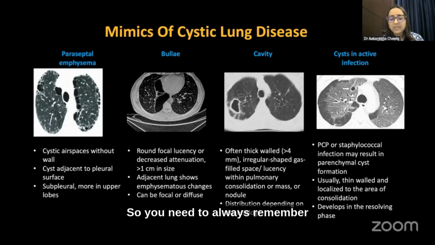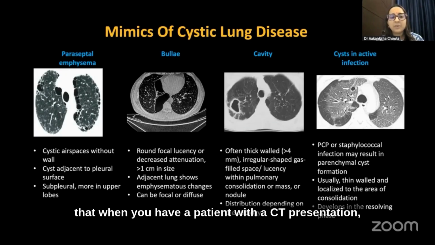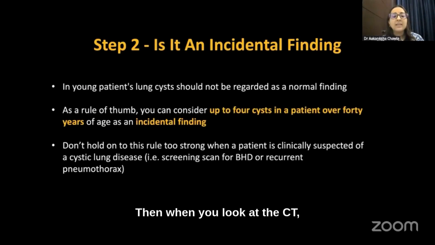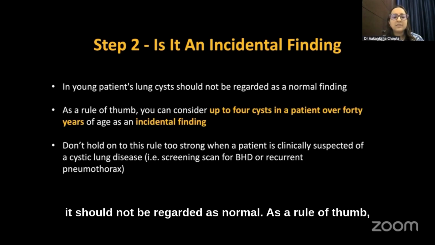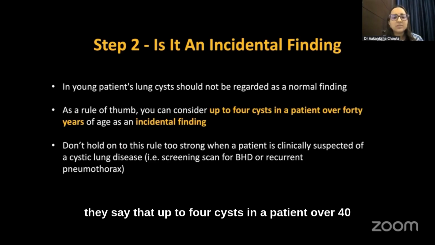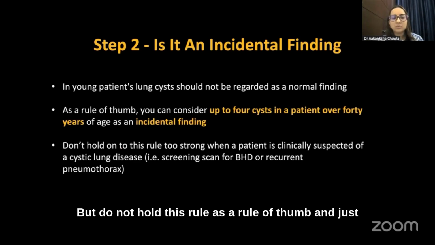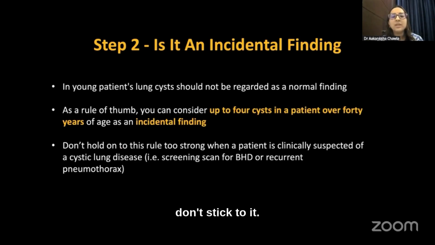You need to always remember that when you have a patient with a cyst-like presentation on CT, rule out mimics. That should be step one. Then when you look at the CT, is it an incidental finding? In a young patient, a lung cyst should not be regarded as normal. As a rule of thumb, they say that up to 4 cysts in a patient over 40 can be an incidental finding, but do not hold this as a rule of thumb, and just don't stick to it.